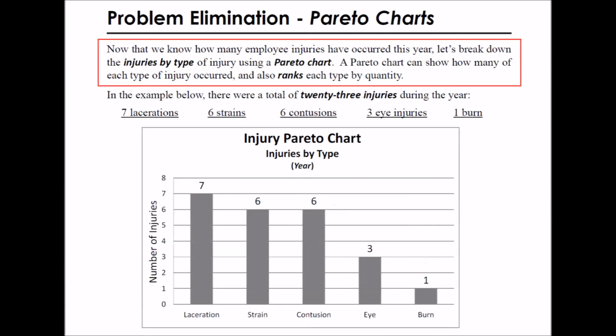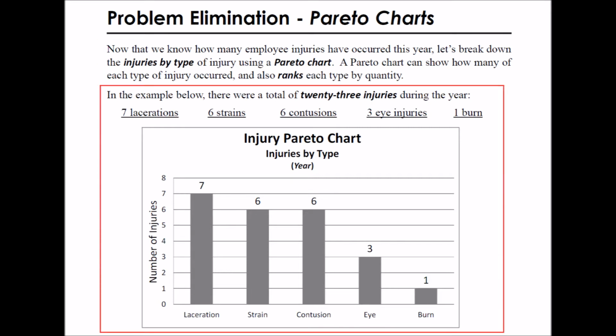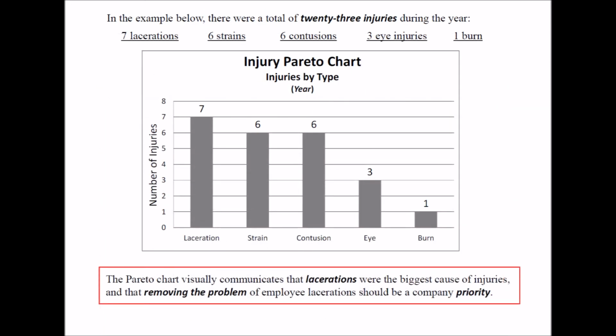In Session 6, you will introduce the operators to the Pareto chart tool. A Pareto chart ranks events by frequency. In the example here, injuries are broken down by type and ranked by the quantity of each type. So, in this example, there were a total of 23 injuries during the year. 7 of them were lacerations, 6 were strains, there were 6 contusions, 3 eye injuries, and 1 burn. The Pareto chart visually communicates that lacerations were the biggest cause of injuries and that removing the problem of employee lacerations should be a company priority.